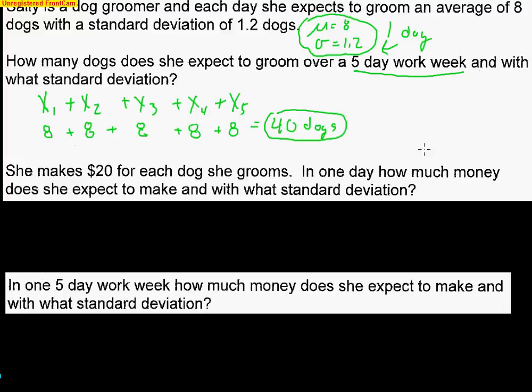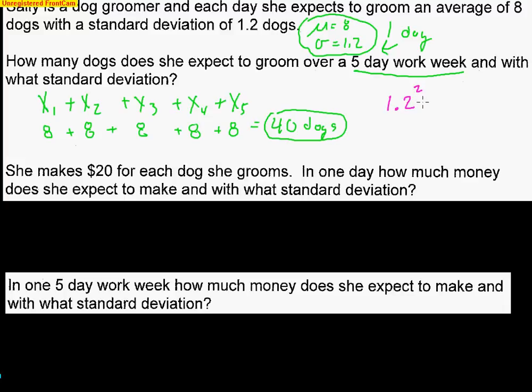Now, what about the standard deviation? Well, once again, we're not allowed to add standard deviation. We're not allowed to just do 1.2 plus 1.2 plus 1.2 plus 1.2 plus 1.2. We have to add the variance. So, to get my standard deviation, I'm going to do 1.2 squared.